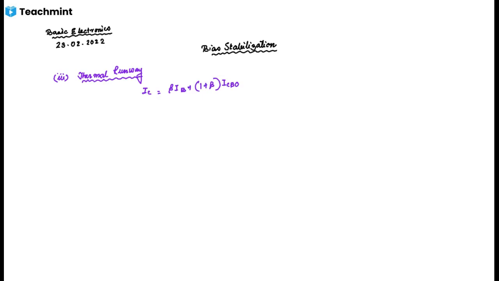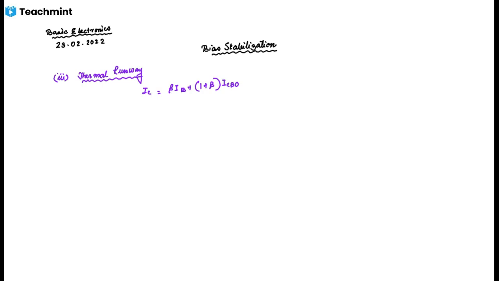So what is ICBO? It is the leakage current in the common base junction. There is a leakage current. So if the temperature changes, then the leakage current ICBO changes, which in turn changes IC and the operating point.